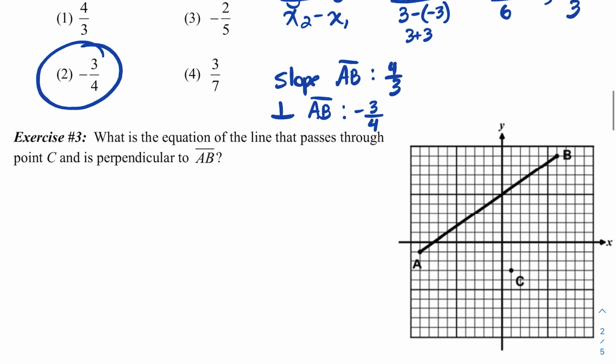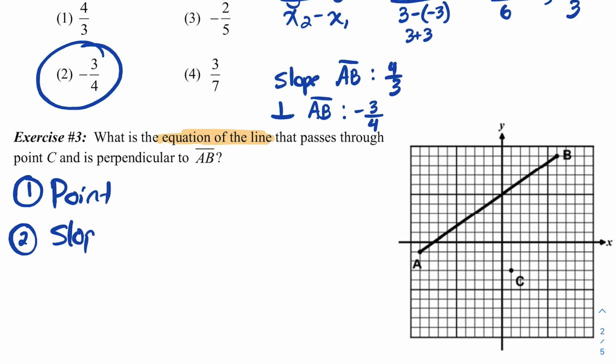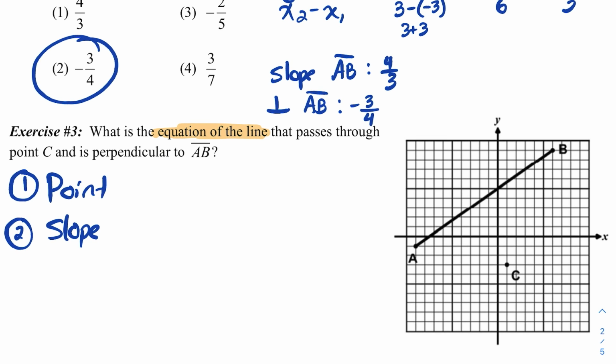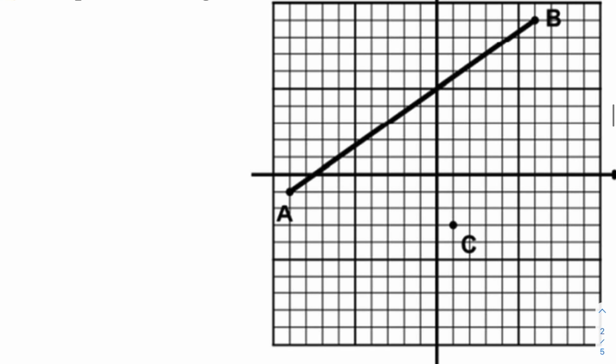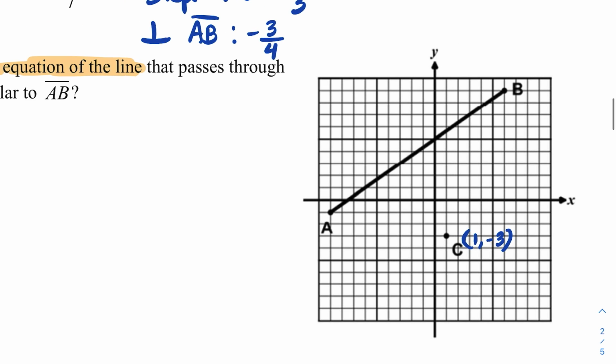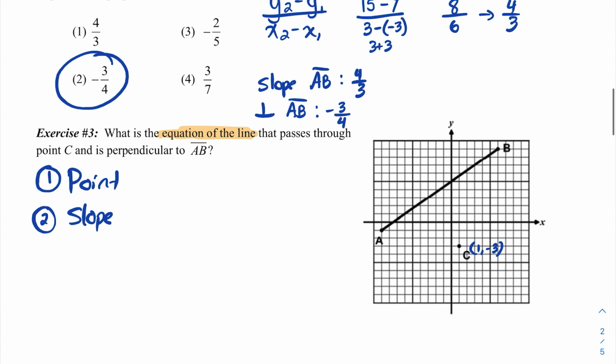Okay, exercise 3. What is the equation of the line that passes through point C and is perpendicular to AB? So equation of a line. Anytime I see equation of a line, I think two things I need. I need a point and I need a slope. It's asking us for an equation of a line that passes through point C. So we have a point. It has to go through C. So let's figure out what point C is. C is 1, -3. So I have my point.